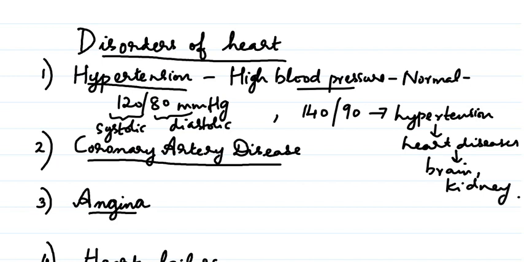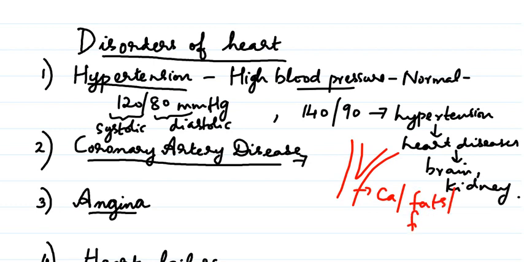Another type of disorder that affects the heart is the coronary artery disease. So this is when the coronary arteries that supply oxygen to the heart muscles get deposited with materials like calcium or fats or fibrous tissues, or cholesterol.